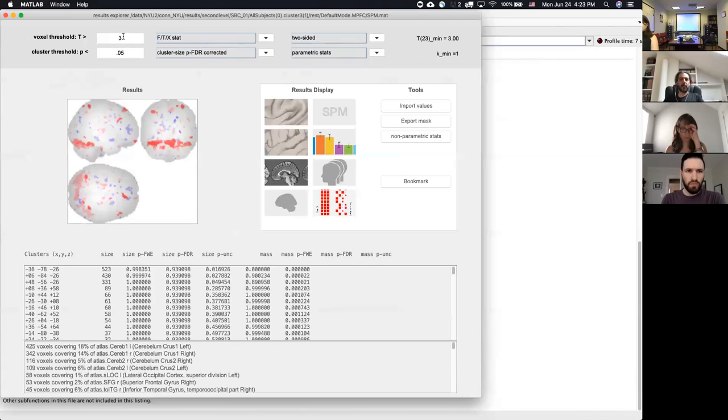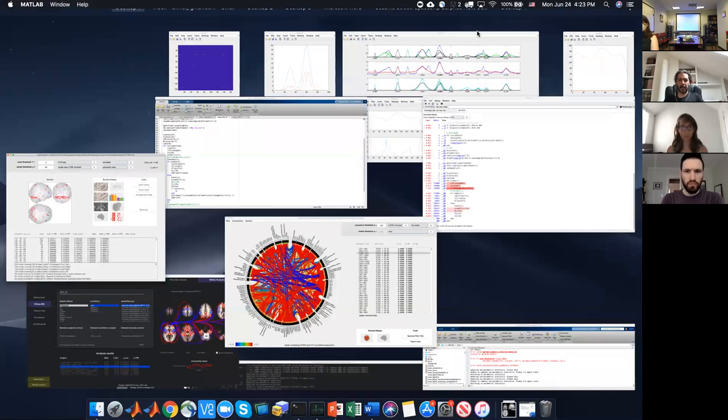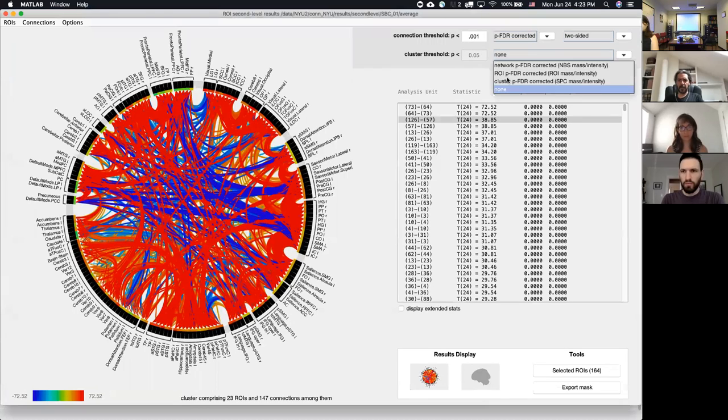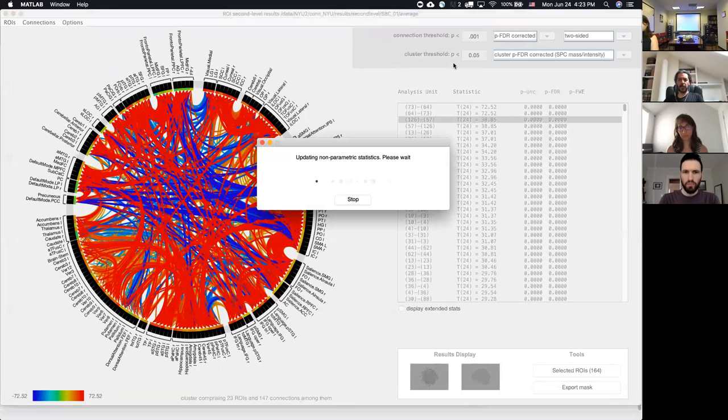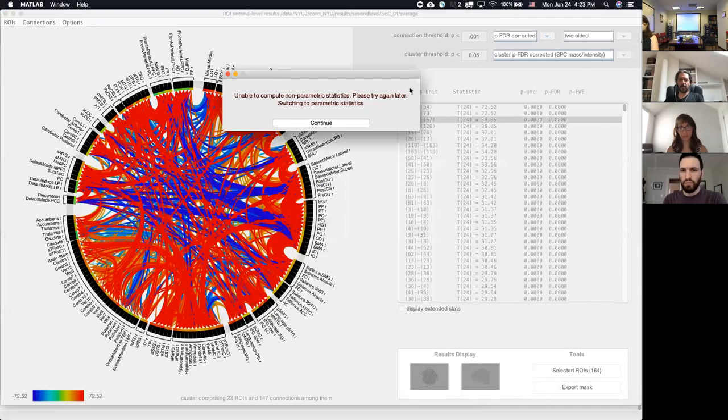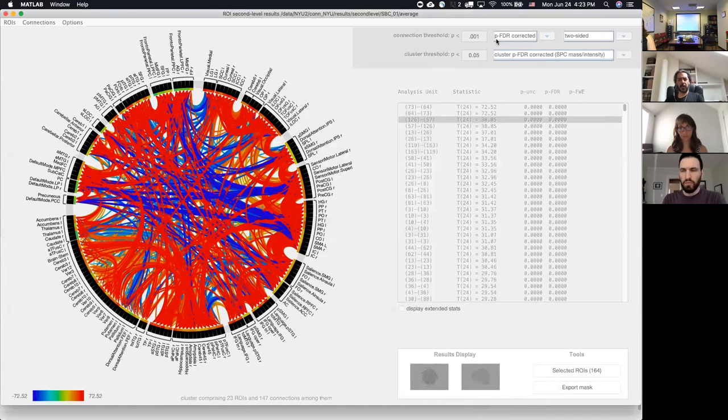It doesn't need to be corrected. And the same thing happens in here. When you're using all of these cluster level thresholding options, you don't need to use any sort of corrected p-statistics, corrected p-values at the connection level. You can use any criterion, any threshold that you want, either uncorrected values or actual t-statistic values, or whatever is fine.